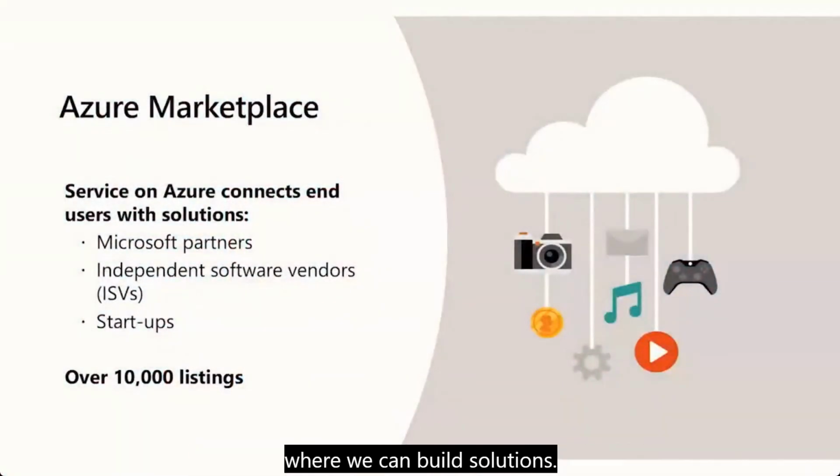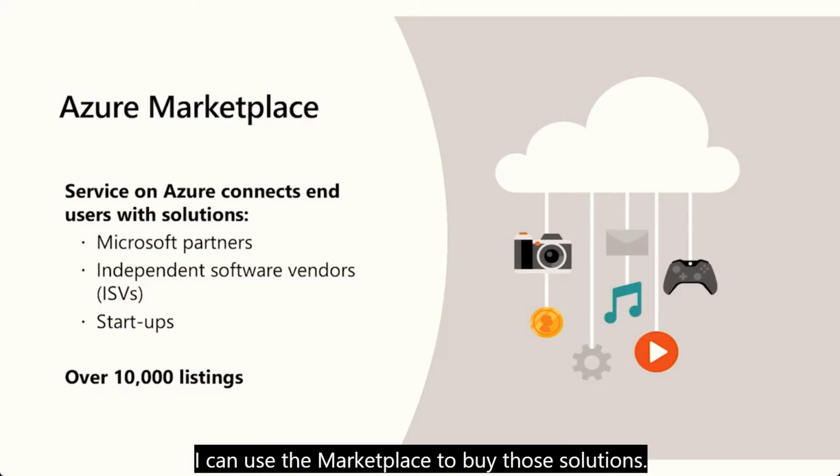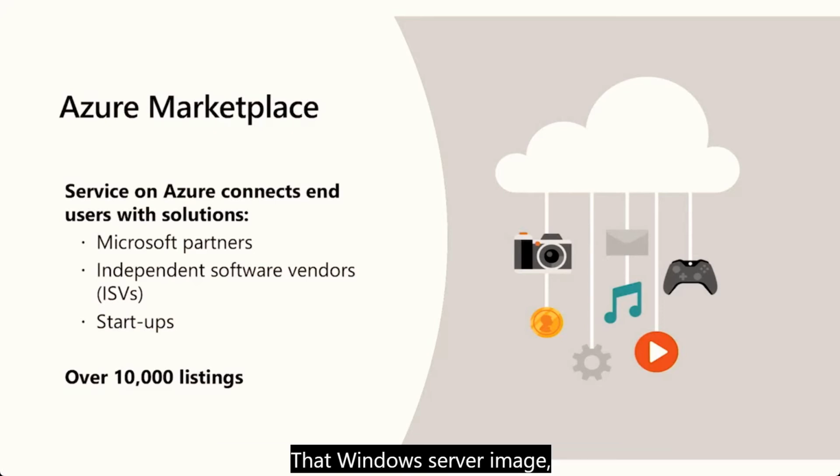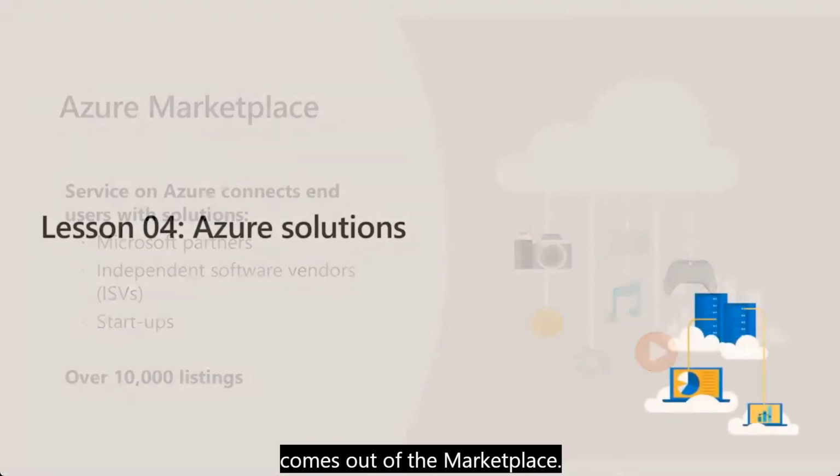We also have a marketplace inside of Azure. There's over 10,000 listings of different partners of ours, Microsoft, that have made software to solve problems. Remember, we talked about platform as a service where we can build solutions, but you might want to go buy a solution. What if I want to buy something? I can use the marketplace to buy those solutions. And just FYI, all those images that we create for virtual machines all come out of the marketplace. So that Windows Server image, because I'm buying a brand new license, comes out of the marketplace.